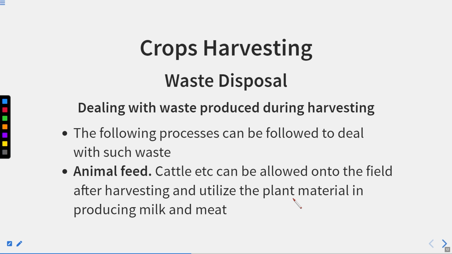The following process can be followed to deal with such waste. What to do? Animal feed. You can use those wastes as animal feed. Why waste them? We can collect them and feed them to our animals. So cattle, etc., can be allowed onto the field after harvesting and utilize the plant material in producing milk and meat. So we can bring those cattle, those animals, so that whatever the waste is there, like the leaves, the twigs, the cobs, all that can be eaten by these animals and they can produce a good amount of milk and meat with that.